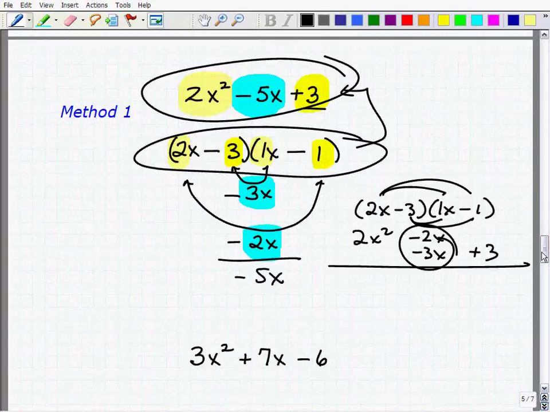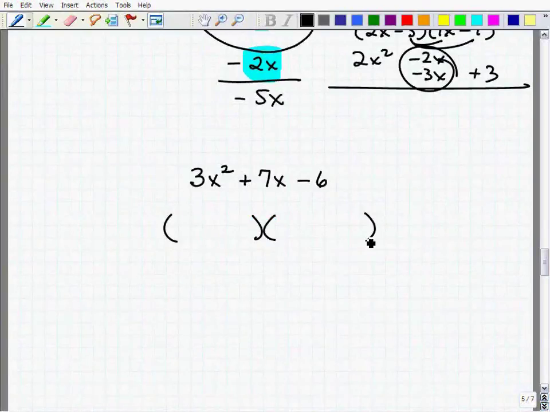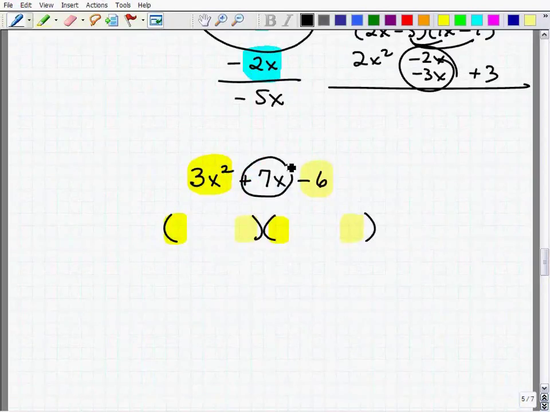So let's do the same problem now. Okay, we're going to take a look at this. We've seen this problem before, but now we're going to do it with the second method. So we need to take 3x squared, put its factors here, and then we need to take this negative 6 now and put its factors here. And then we'll take a look at the double smiley and try to get something that adds up to this positive 7x, and we should be good.